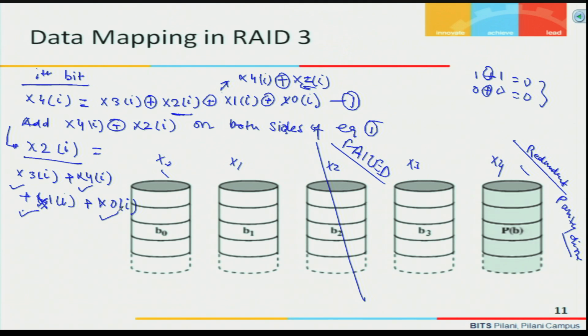X0 is okay, so 1, 2, 3, 4. This is X0. So, X0 you have, X1 you have, X2 you do not have, 3 and 4 you have. So, with the help of these 4 disks you can calculate the bits of the X2 disk. This is the way you can recover the data which is lost. So, one disk failure it can handle.